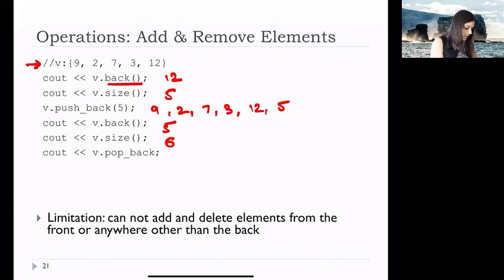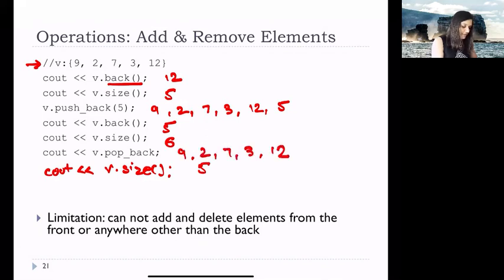And after this, if you do cout v dot size, what will it print, guys and girls and everyone? What will it print? 5, because you popped the last element. After popping, if you print your array, that will have only 5 elements.